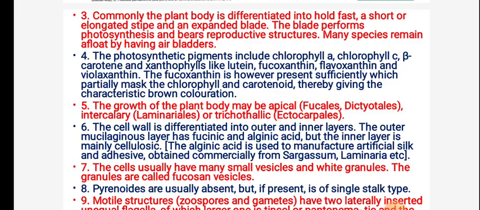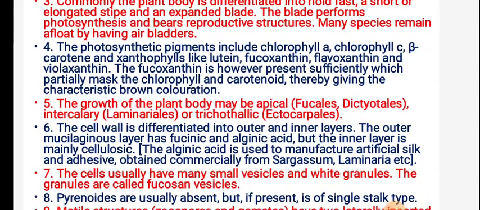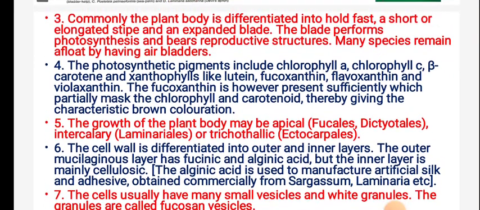The blade performs photosynthesis and bears the reproductive structures. Many species remain floating due to the presence of air bladders. The air bladders store gases for exchange, and they are helpful for the floating purpose.